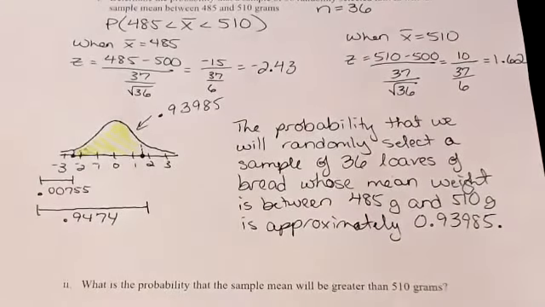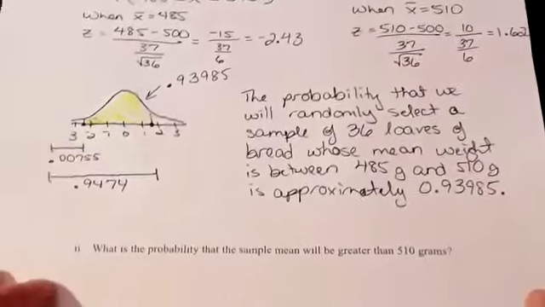So essentially, what are the chances that the mean weight of that sample will be between those two values, 485 grams in weight and 510 grams in weight? Well, almost 94%. It's almost guaranteed that the mean or the average weight of those loaves of bread of that sample will be between those two values. So very high, very, very high.